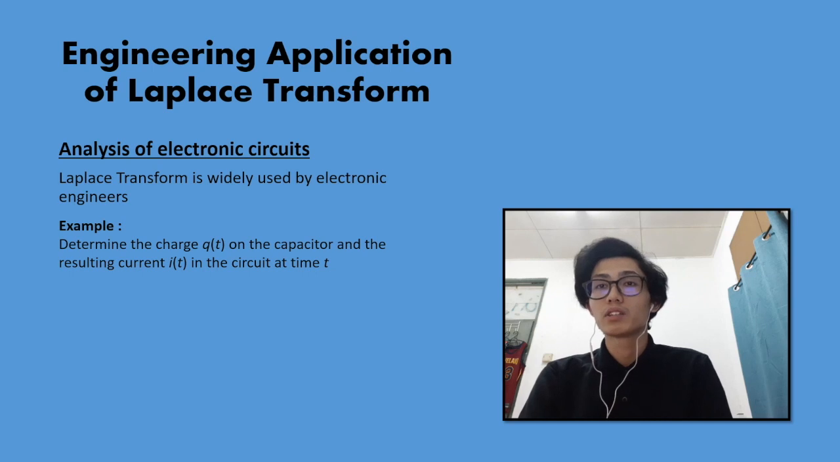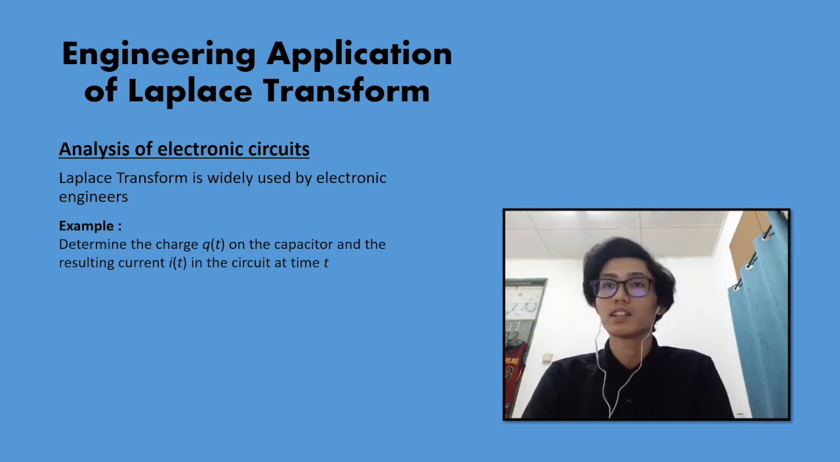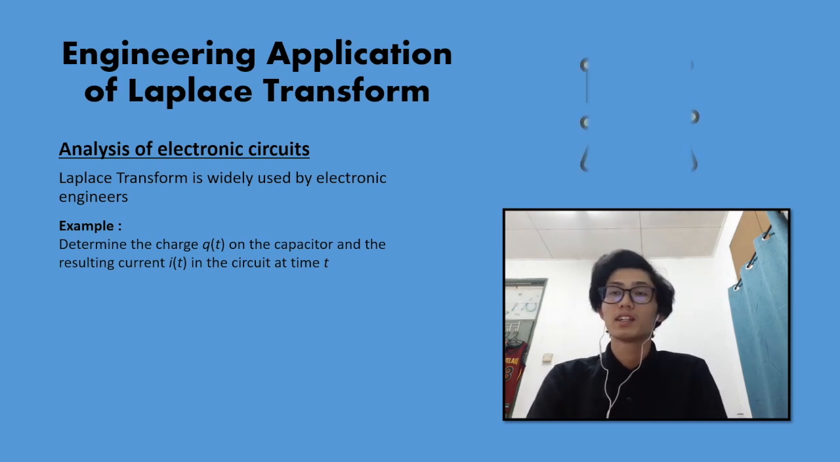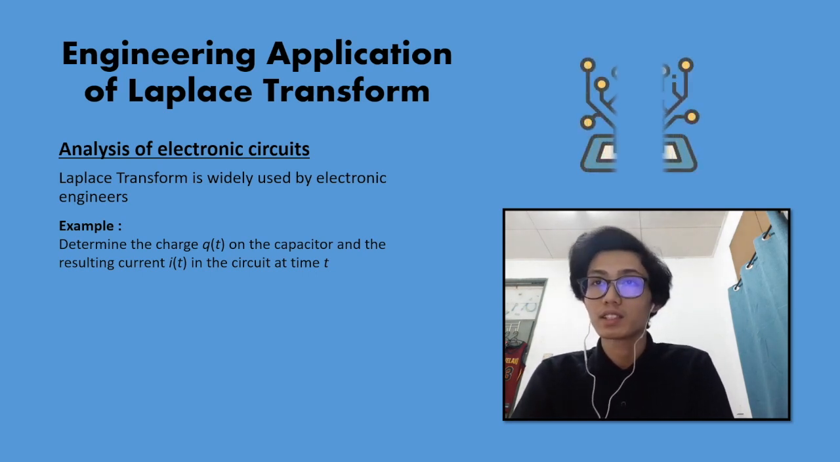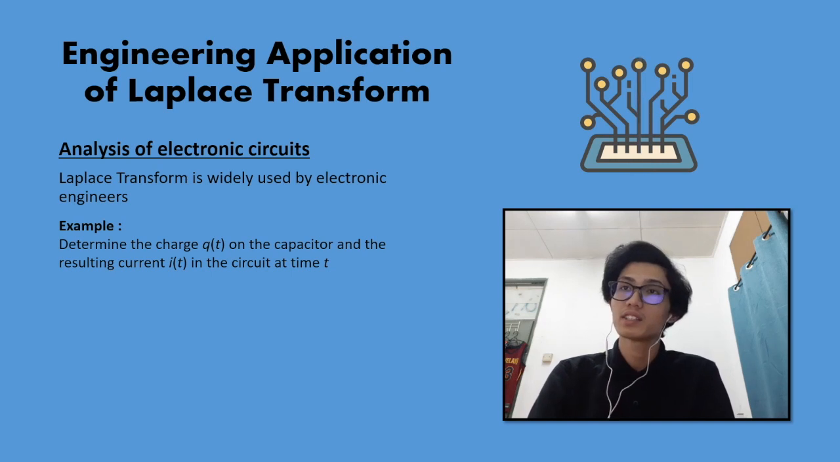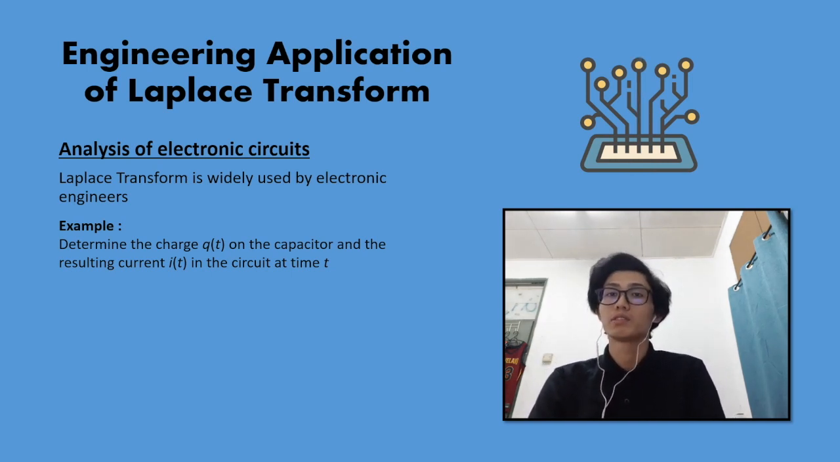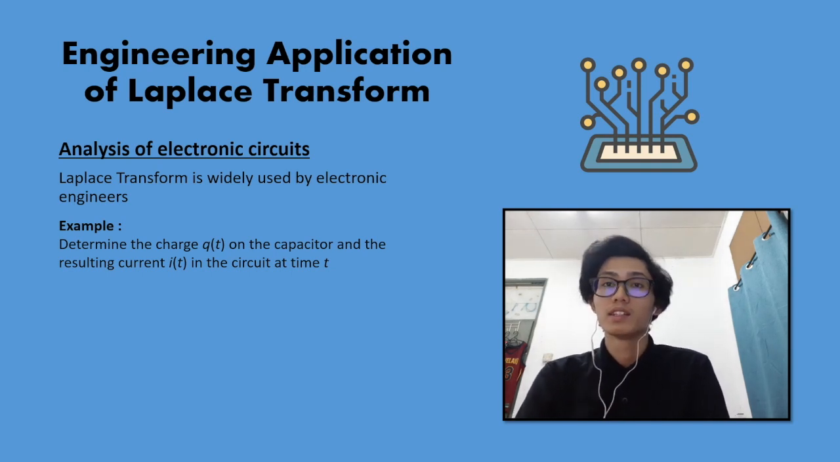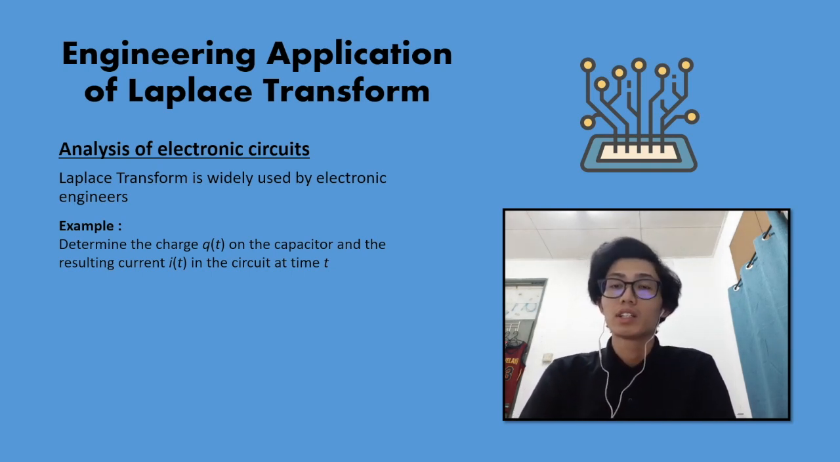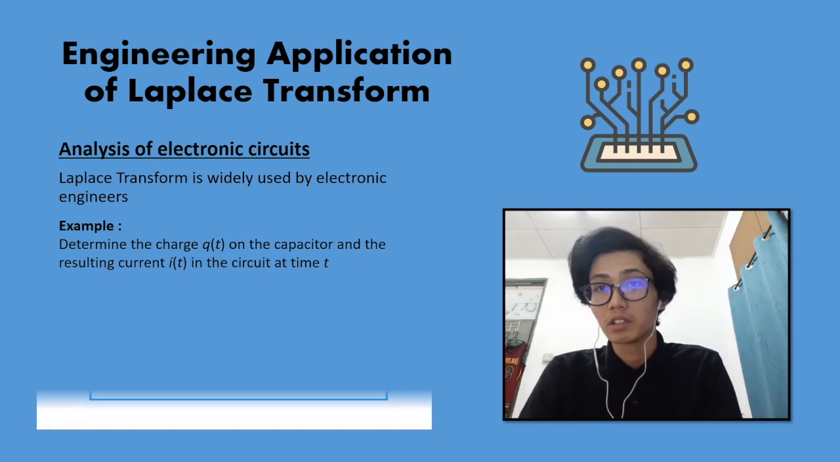The problem that we are going to solve is to determine the charge on the capacitor and the resulting current in the circuit at time t, given that R is equal to 160 ohms, L is equal to 1 Henry, C is equal to 10 to the power of 4 Farads, and E(t) is equal to 20 volts. In this slide, I will show you the diagram of the circuit that we're going to solve.